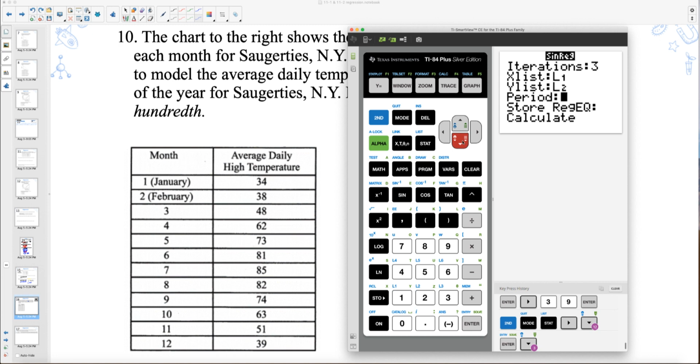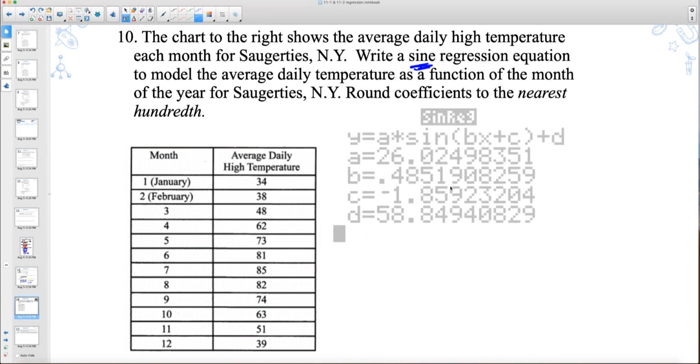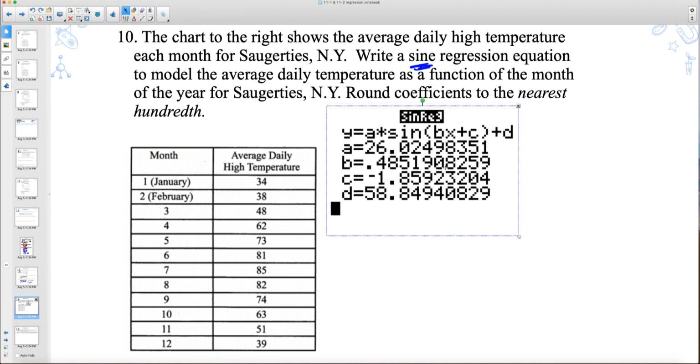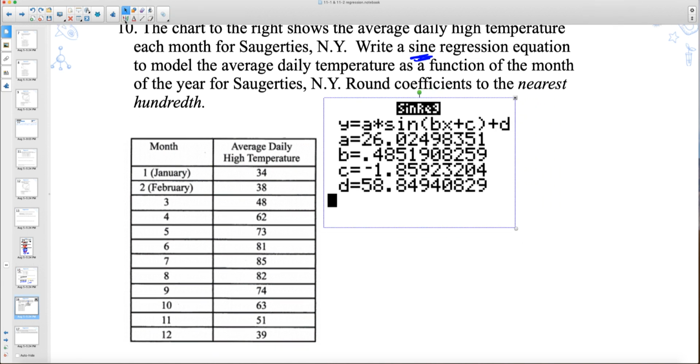So basically just leave everything in. Iterations just means the higher the number is, the more accurate it's going to get. But we'll leave it at our standard of 3. Otherwise, the calculator's going to take a long time to do it. And then we'll just hit calculate. Okay. And then we'll round all coefficients to the nearest hundredth. Okay.